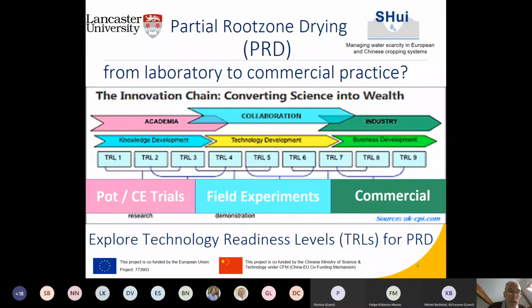In terms of partial root zone drying, I think it's relatively easy to see a route to development, in the sense that for some of us on the call, partial root zone drying is a convenient technique that we could apply in pot trials or controlled environment or CE trials. Then hopefully we have the opportunity to do field experiments to evaluate this particular irrigation technique, and then hopefully commercial partners may be interested in applying this.